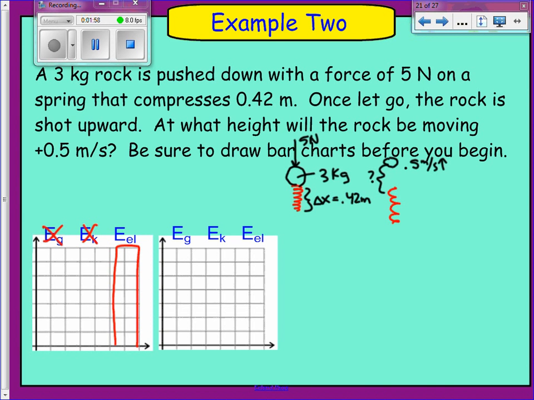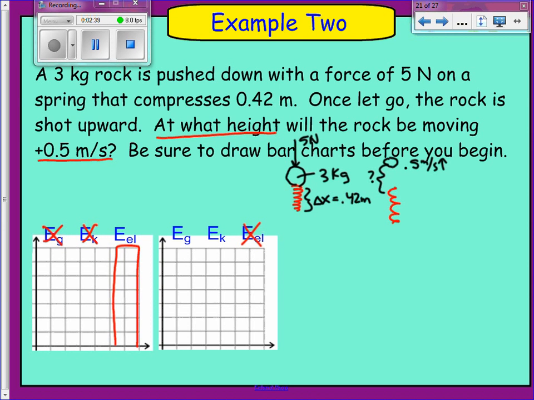Then my second bar chart is going to refer to the point at which the rock is moving 0.5 meters per second. At that point, we're assuming the rock is up in the air since it asks us at what height, so it's going to have some EG. The rock is moving, so it has kinetic. And when the rock is in the air, the spring has been allowed to reform back to its original state, so there's no elastic. Since this is done in the air, we don't have any friction, because we always ignore air resistance since it's too small to make a difference. So in my second bar chart, I have a mix of EG and EK.